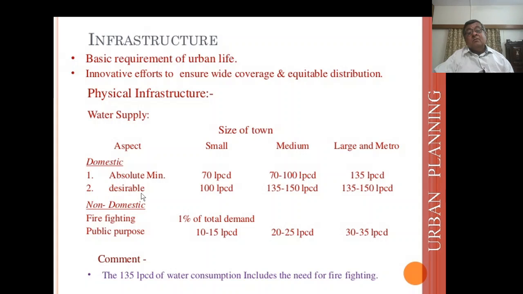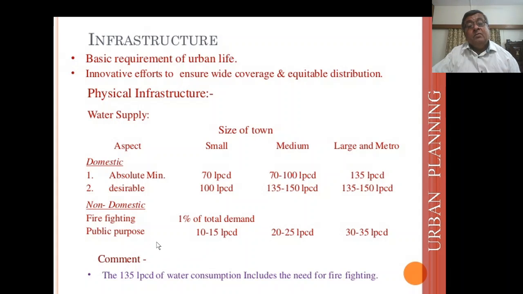And it is desirable that 100 LPCD should be supplied for a small town. For medium scale town, 135 to 150 LPCD, and for large and metro cities, it should be 135 to 150 LPCD. For non-domestic use such as firefighting and public purpose use, 1% of total demand should be given to each town, in spite of its category.